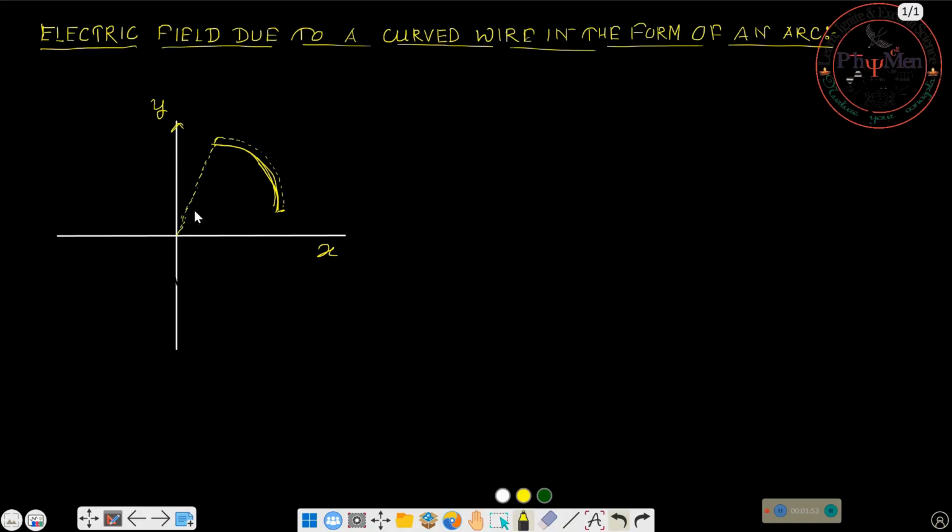This wire is having the charge density lambda. Let me put it as the charge density. So charge density is lambda. So this procedure is very important.